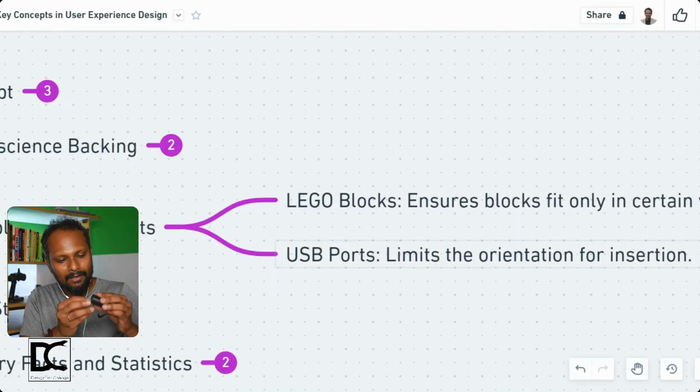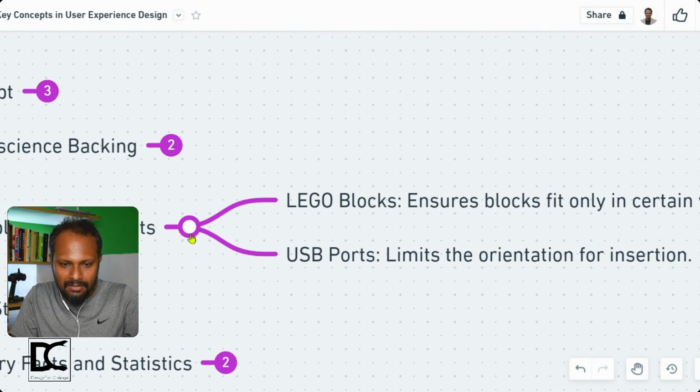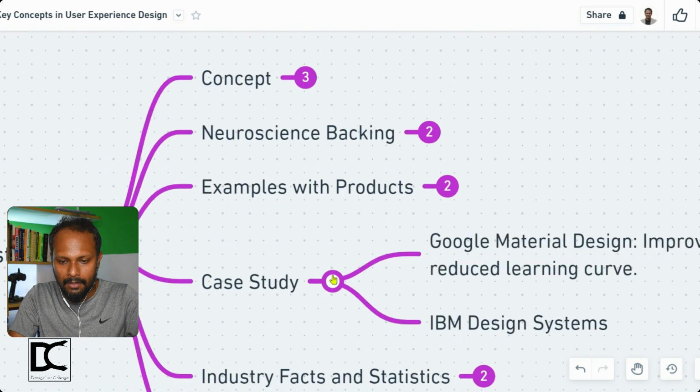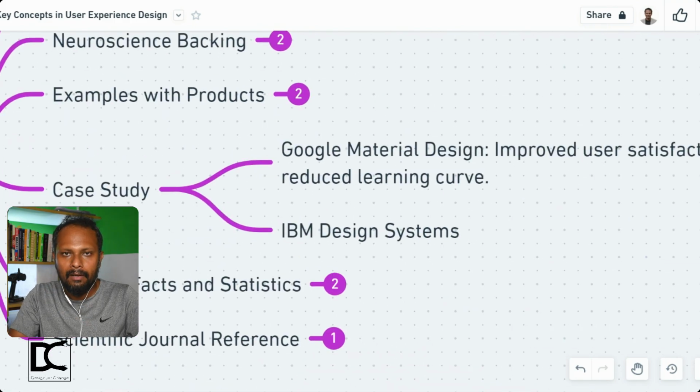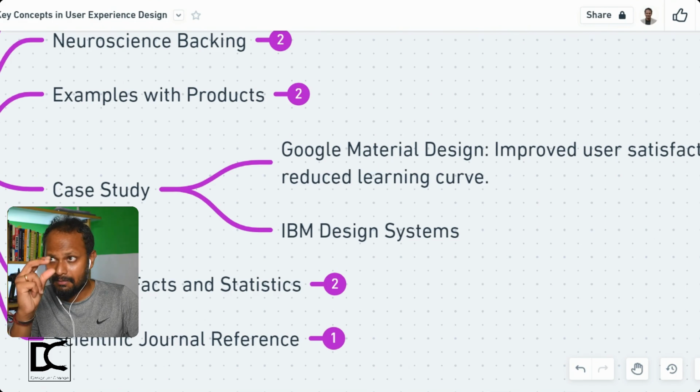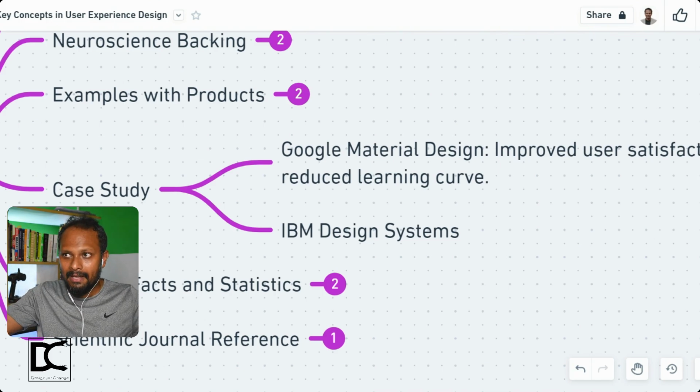Even with a USB port, only in one direction can you insert it. You cannot insert it the other way around. So the constraint is very clearly given here. This is effectively enhancing the user experience in an error-proof way. You can read an IBM case study and the Google Material Design case study. You will see a lot of constraints put in terms of designing a button, color, typeface, primary button, secondary button, graphics, effects. You will know why constraints are very important when scalability happens in a different project.